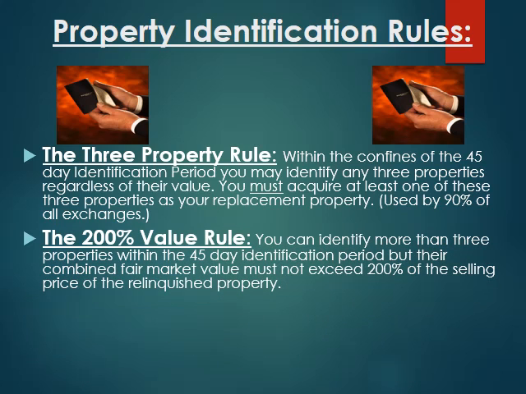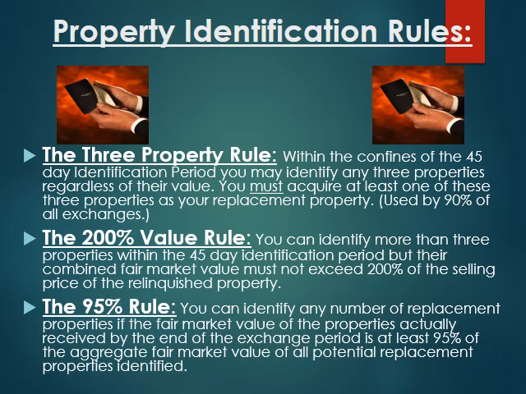The 200% value rule: you can identify more than 3 properties within the 45-day identification period, but their combined fair market value may not exceed 200% of the selling price of the relinquished property, or the property that you initially sold.